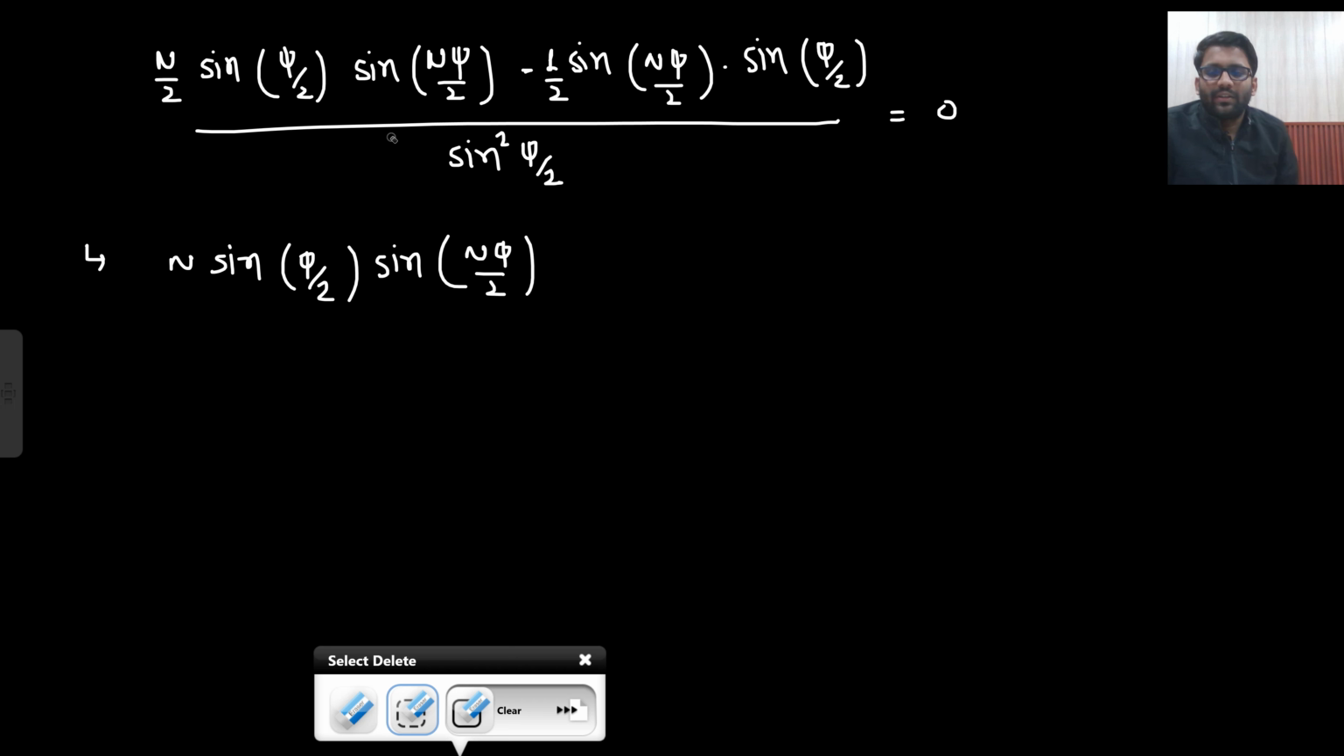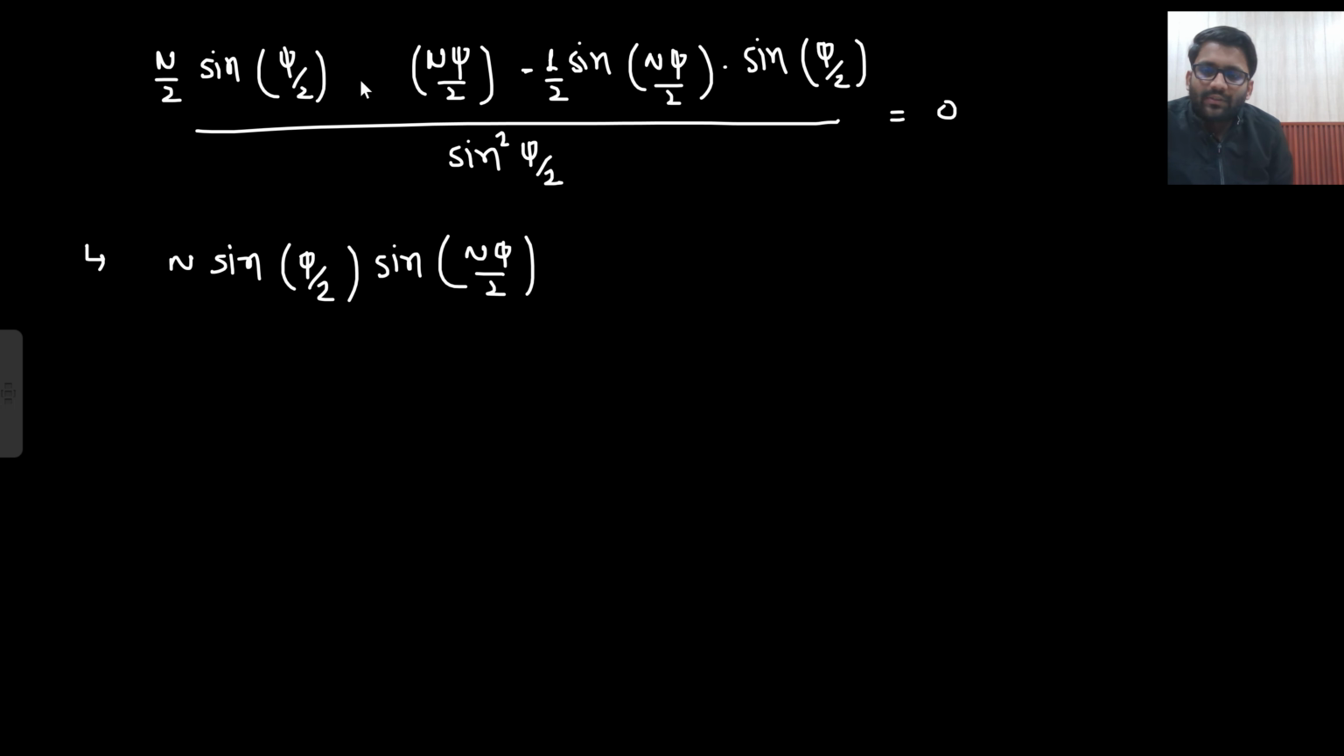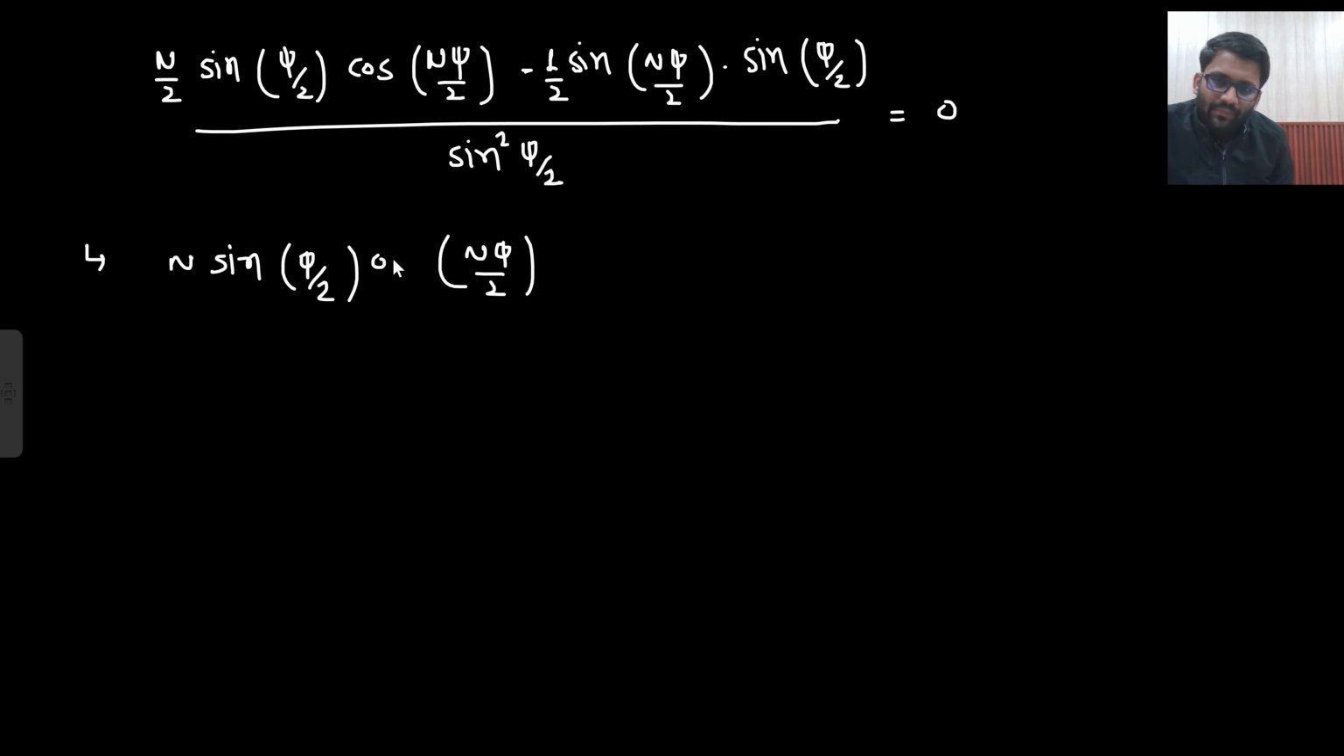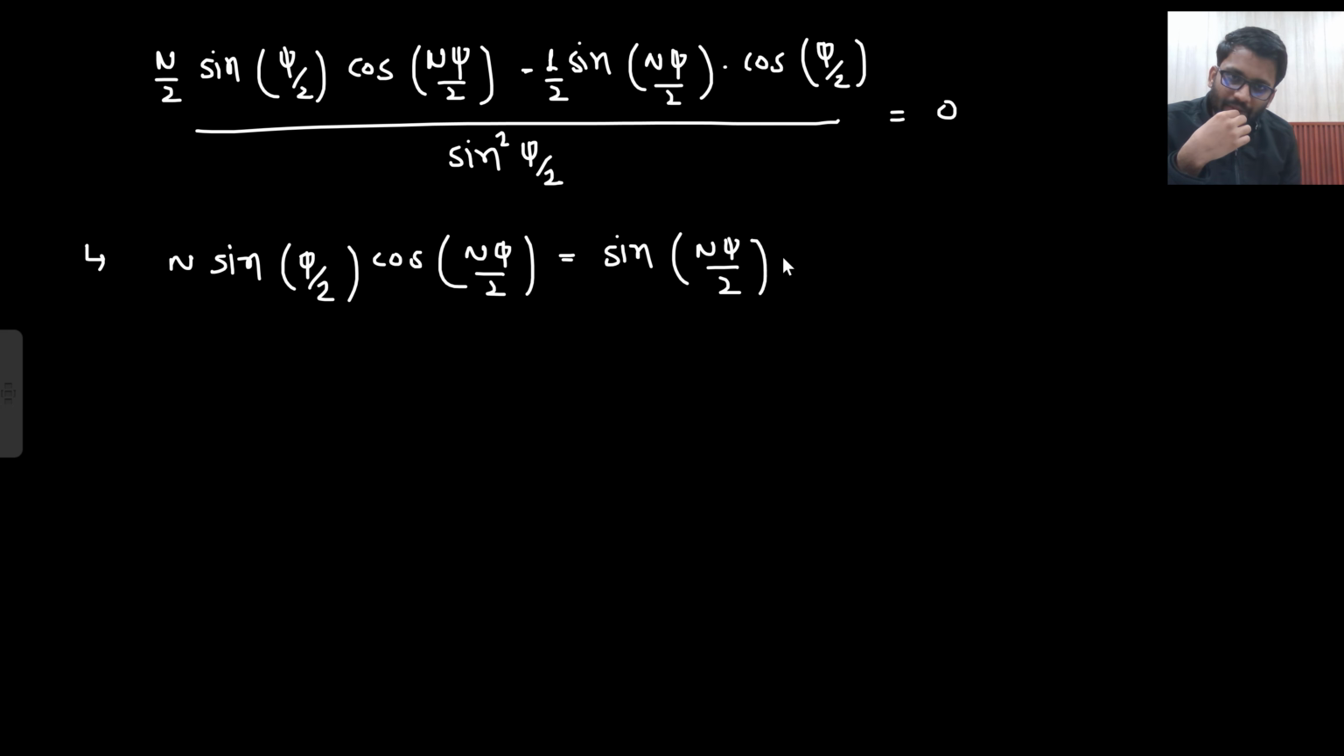Oh, sorry. Differentiation here would be cos, no? That's what I was thinking. Differentiation of sine is cos, right? So here it would be cos, and here this is sine as it is, and this would be cos. Big blunder, right? So this would be cos. This 2 and 2 is gone, this sine square phi is gone. So here n sine n phi by 2 cos phi by 2.